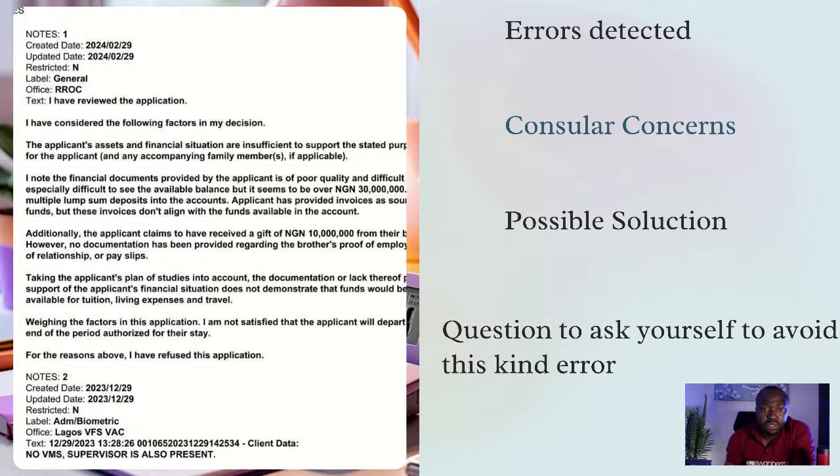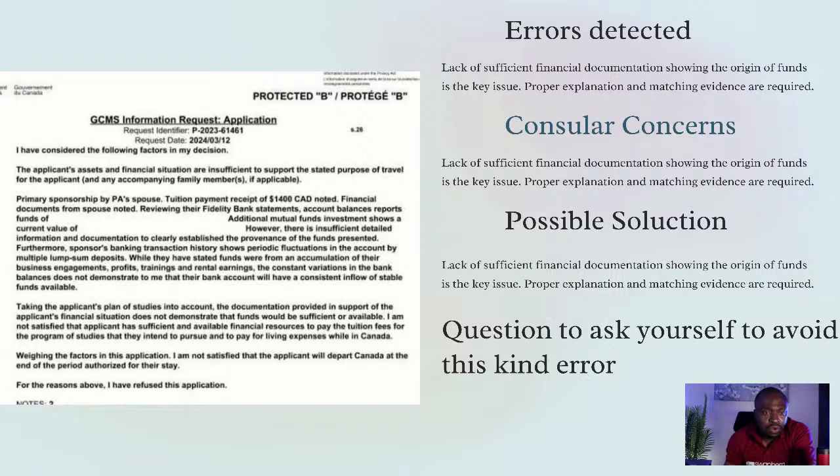So let's look at another one before we plan to round up this session for today. Now, this particular one has to do with the origin of funds. Okay, so let's quickly read this case.